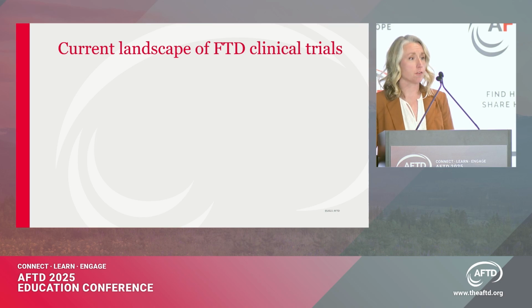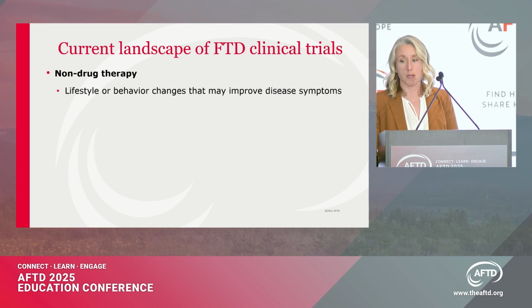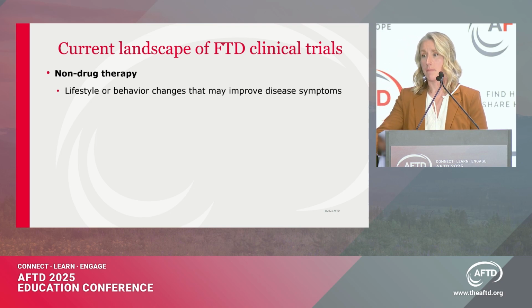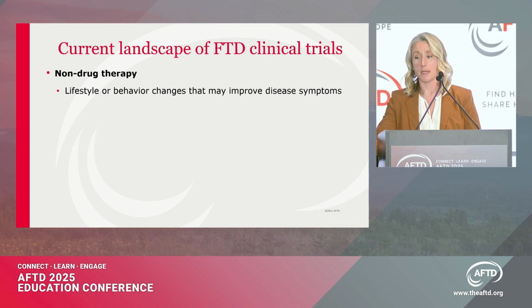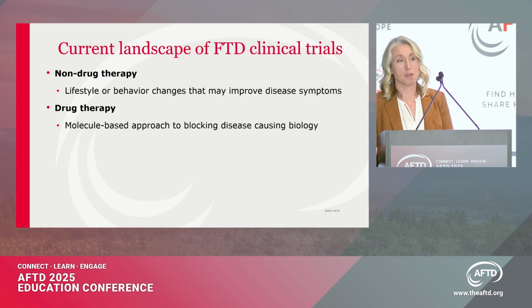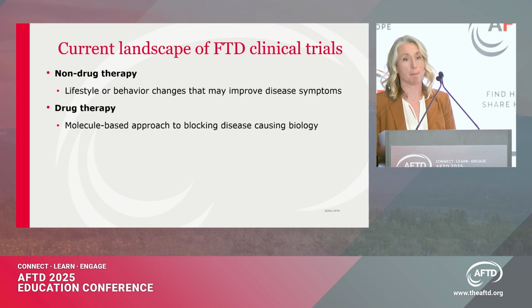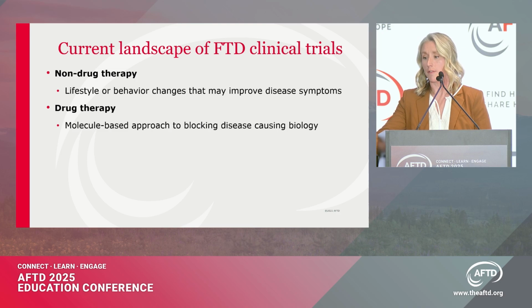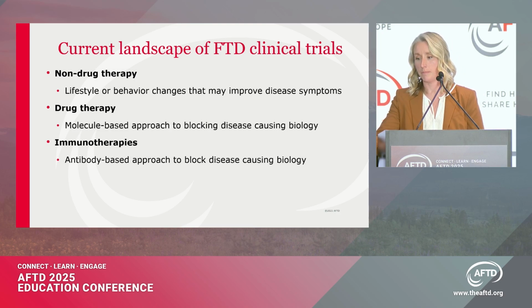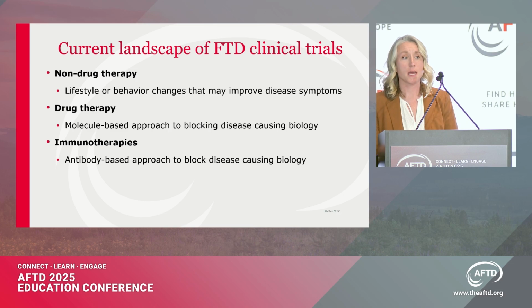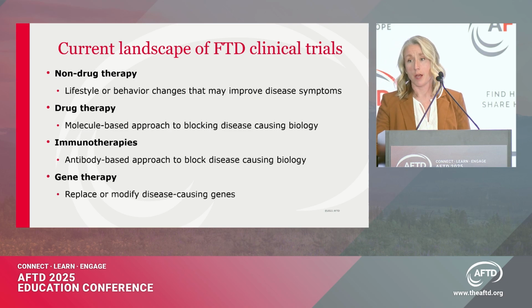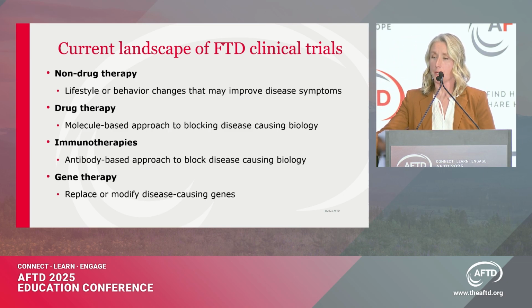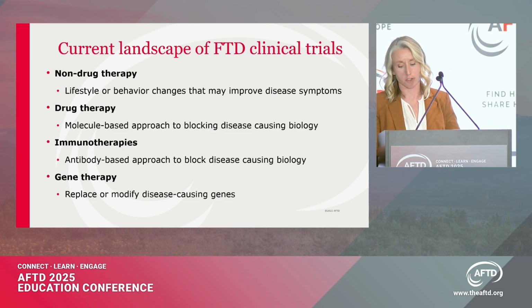Very briefly, there are several different types of clinical trials. There can be non-drug therapies, and this may be a lifestyle or behavioral change that might improve disease symptoms. There are drug therapies, which we often hear about, and this could be based upon a molecule or a chemical compound that has been designed to reverse or block disease-causing biology. There are also immunotherapies, and these are based upon the use of antibodies that might halt the disease. And finally, you may hear about gene therapies, and this is an approach designed to replace or modify disease-causing genes.